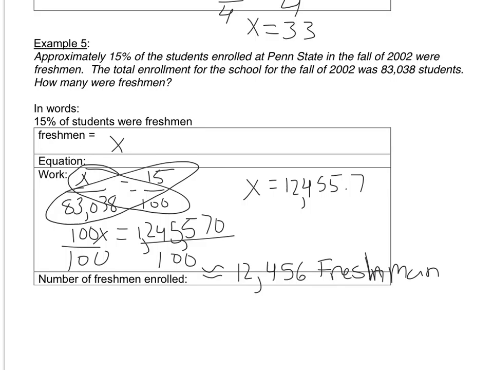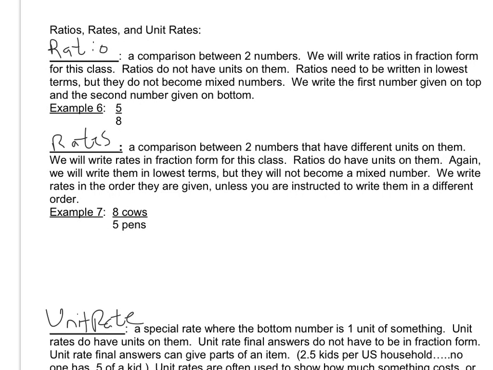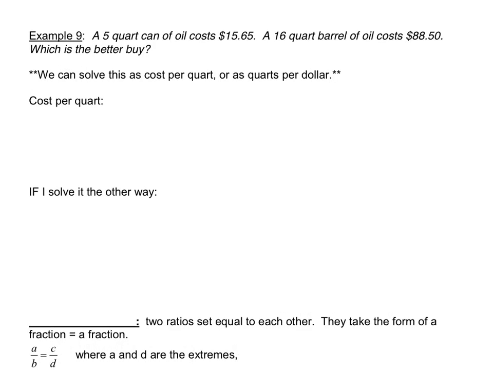All right, let's take a look at another example. Go ahead, copy down these words, and then read through them so we understand what the ratio, rate, and unit rates are. Okay? So go ahead and press pause and read through these. All right, so it says a 5-quart can of oil costs $15.65. A 16-quart barrel of oil costs $88.50. Which is the better buy? Okay, so this is where you need the unit rate.